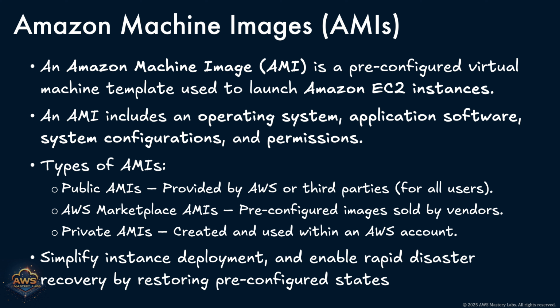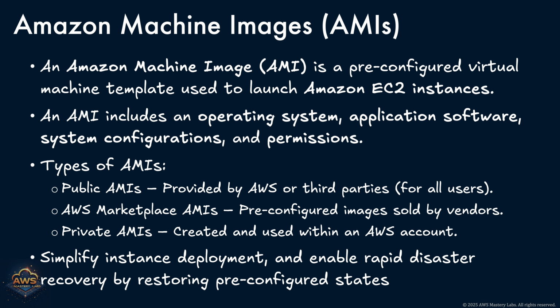Private or custom AMIs. You can also create your own AMIs based on a running EC2 instance. This is extremely useful when you've configured an instance with your specific software stack, patches, and settings, and you want to replicate it across your environment. AMIs can also be imported from external virtualization environments using the VM import-export service. However, it's your responsibility to ensure compliance with any licensing terms associated with your operating system or software.